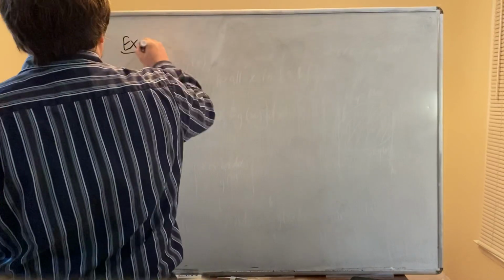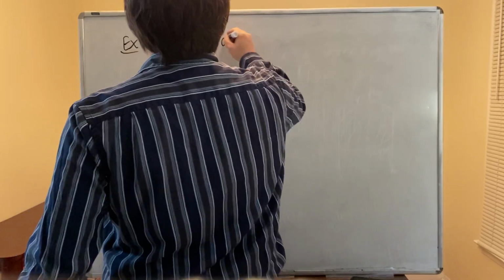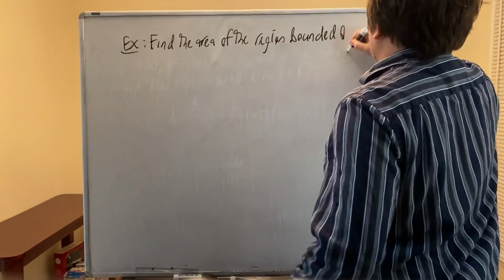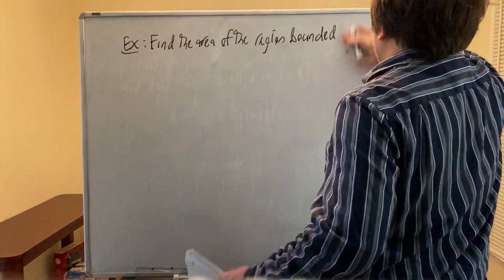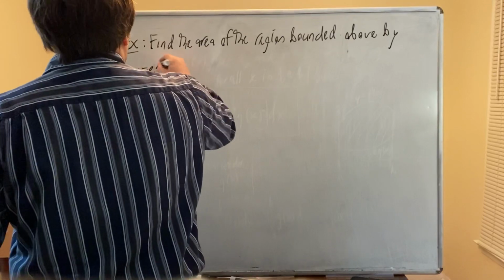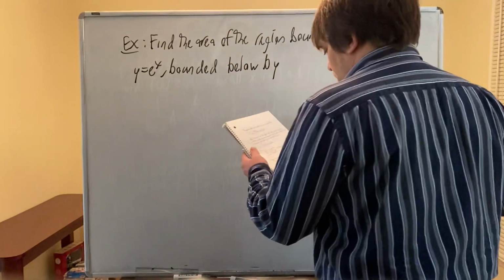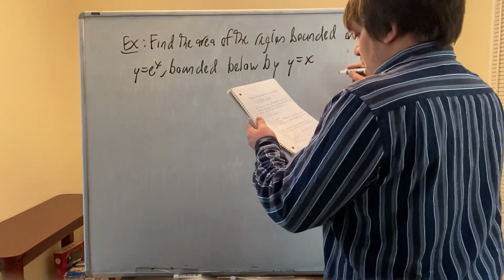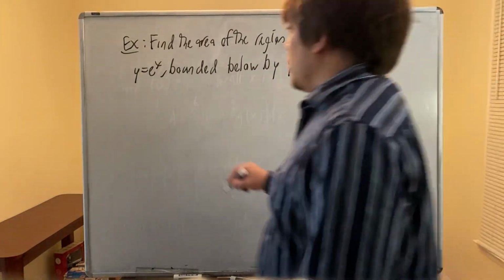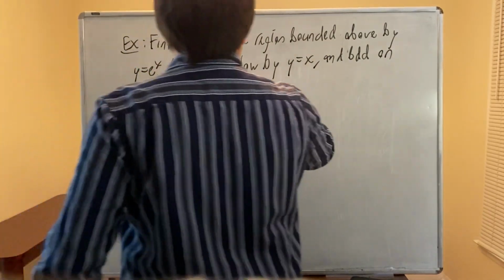So next example, find the area of the region bounded above by y equals e to the x, bounded below by y equals x, and bounded on the sides. BDD is my abbreviation for bounded. Bounded on the sides by x equals 0 and x equals 1.